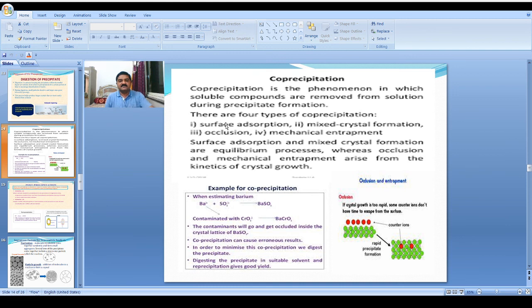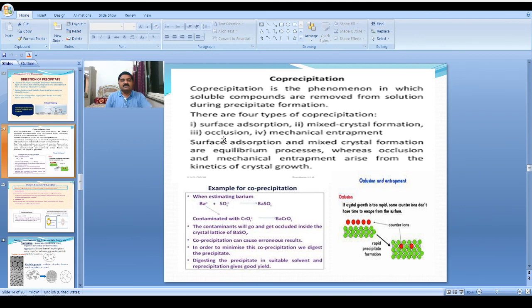And co-precipitation is of four types. First is surface adsorption, second is mixed crystal formation, then occlusion and mechanical entrapment. Surface adsorption means the smaller particles get deposited on the larger particles, that is, by the adsorption method. Second, mixed crystal formation: due to the mixing of the particles, it forms nuclei, and the nuclei grow into particle size and ultimately form the crystal. Along with the crystal formation, there is an impurity.